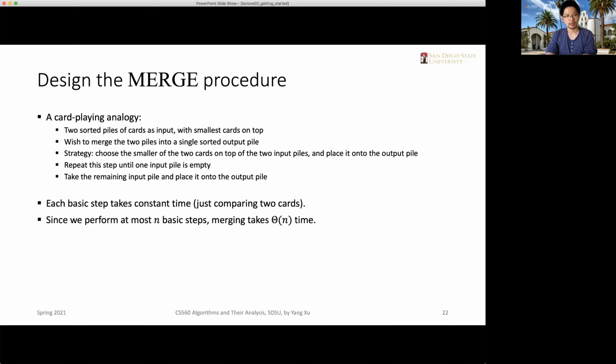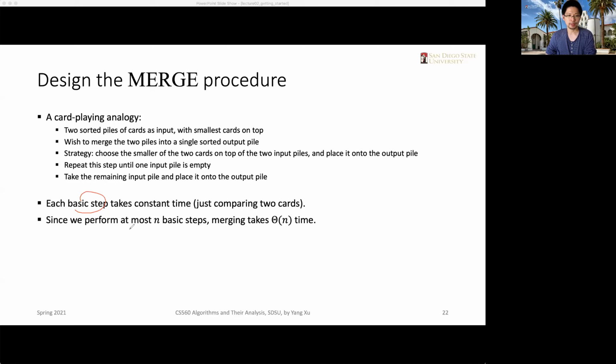So here, these two statements say that each basic step takes constant time. So what is a basic step? We just take one card out of each pile and compare their values, right? It's just a simple comparison, and that simple comparison doesn't cost a significant amount of time. It's a primitive step, right? So we think of this basic step as taking constant time.